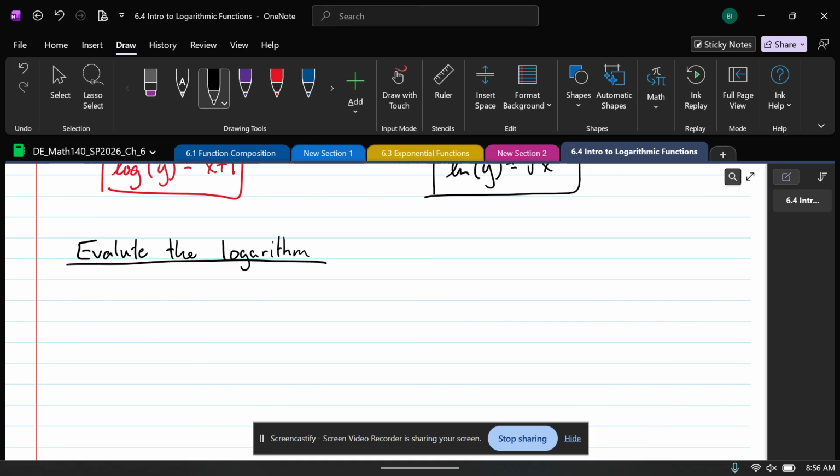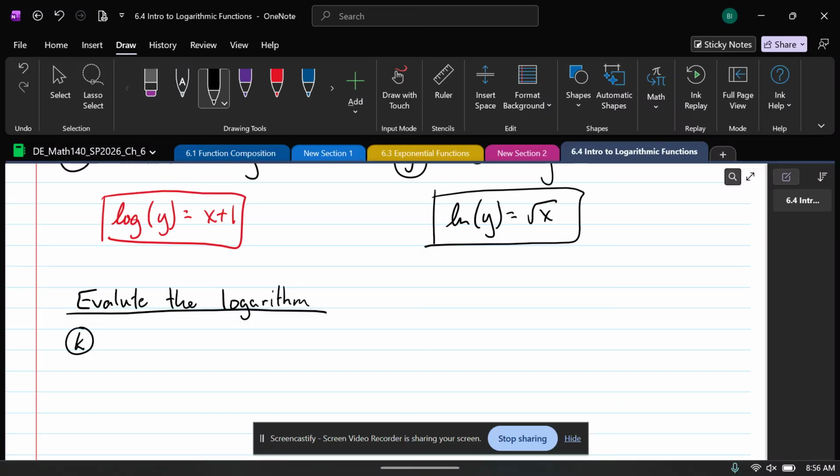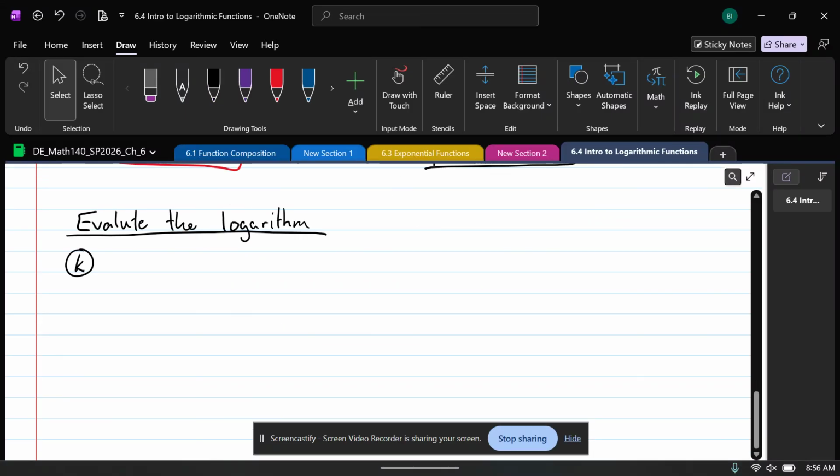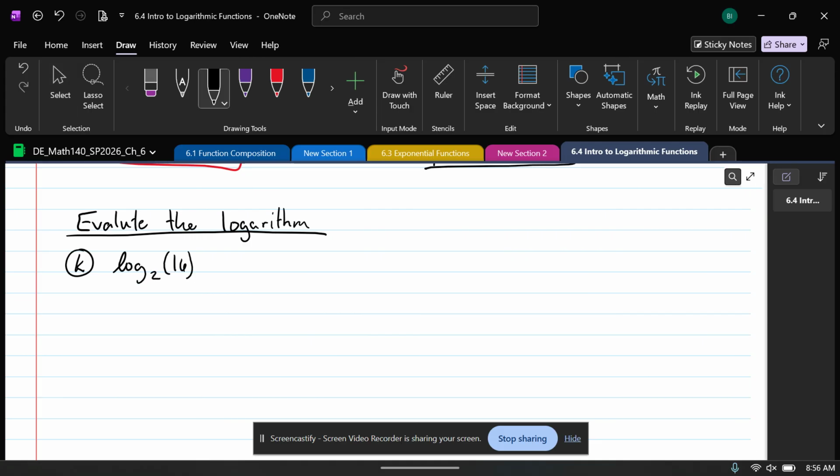So I'm gonna do log base 2 of 16. We're gonna evaluate that. Okay, so I'm gonna do it without the calculator first, and then I'll show you how your calculator can do this.